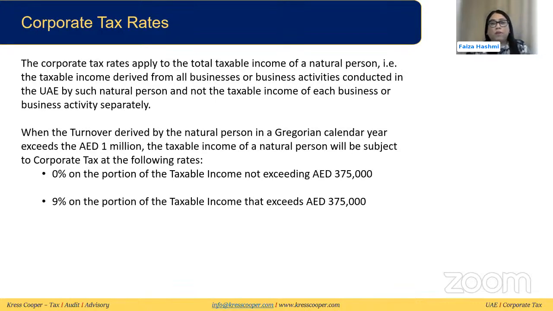So let's talk about corporate tax rates. Just like the juridical person, the same rates would apply. The 1 million turnover threshold is just there to determine if you are subject to corporate tax or not. Once that has been determined, the same corporate tax rate applies: 0% on the taxable income not exceeding 375,000 and then 9% on whatever is additional. Also, there would be one return, so this limit will apply as a whole and not for each individual business.